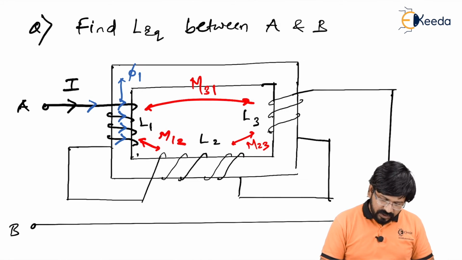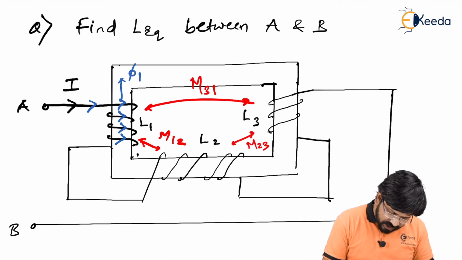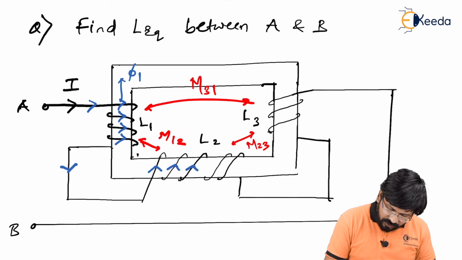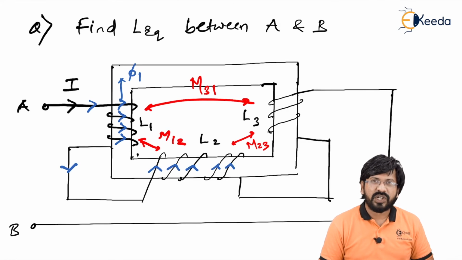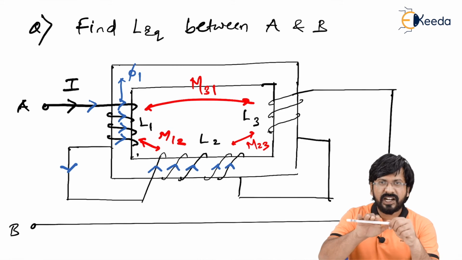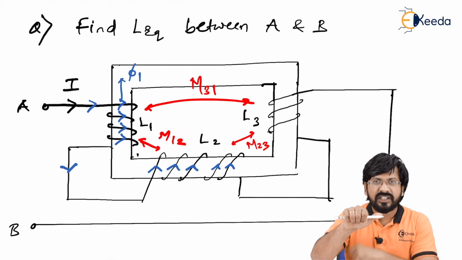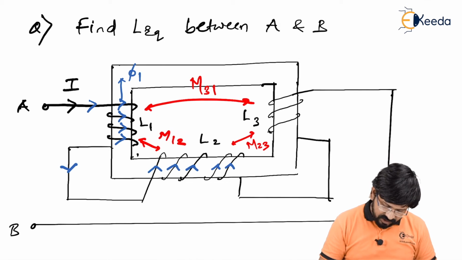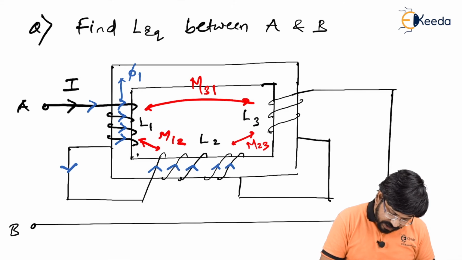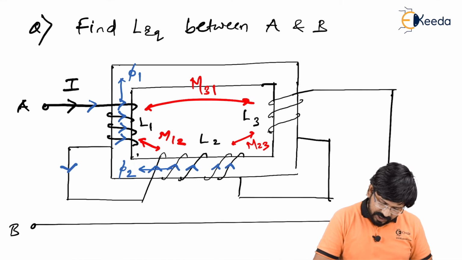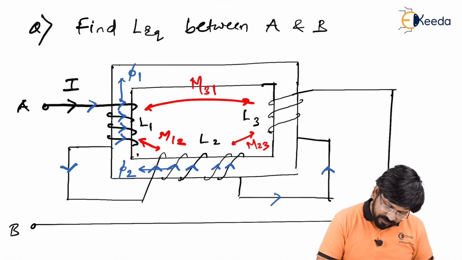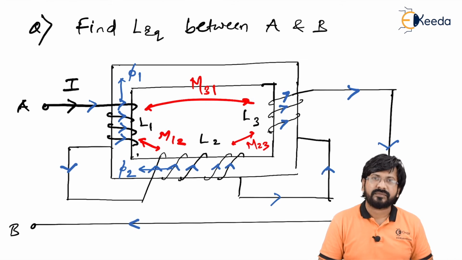Let's talk about L2. For that, the current direction should be known to us. As you can see, the current will come like this. It will flow in this direction. Is that right? Again, you just take a conductor, the curl of fingers indicates the current direction, and the thumb indicates the flux direction. That's the reason why I can say this is flux direction phi 2. The same current is progressing here and it is going in this direction. As you can see, the circuit is completed from A to B.